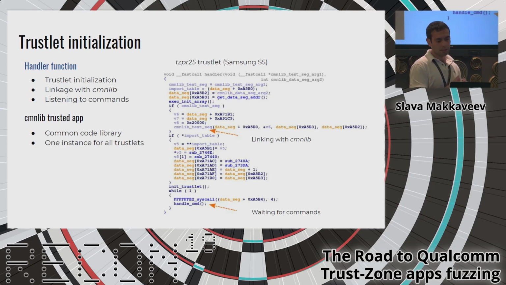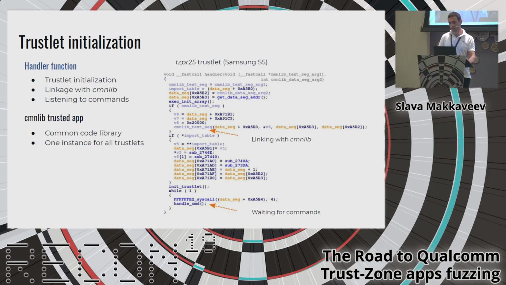And in the handler function, the trustlet first of all performs initialization, and then each trustlet can be linked with a special trustlet with the name CommonLib. Actually, it is a common library, which contains common code, and one instance of the CommonLib trustlet can be linked with all trustlets in the system. If our trustlet wants to use the common library, you just need to call the function at offset 0 from the common library, and it will fill its import table.